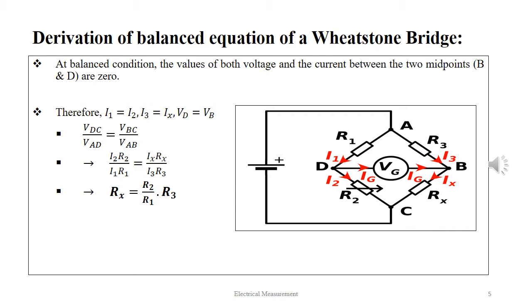Thus we get Vdc by Vad equal to Vbc by Vab, which translates to I2 R2 by I1 R1 equal to Ix Rx by I3 R3. Solving, we get Rx equal to R2 by R1 whole into R3.